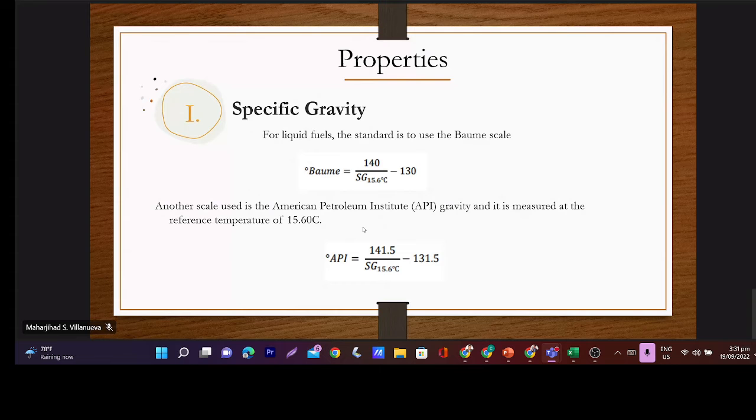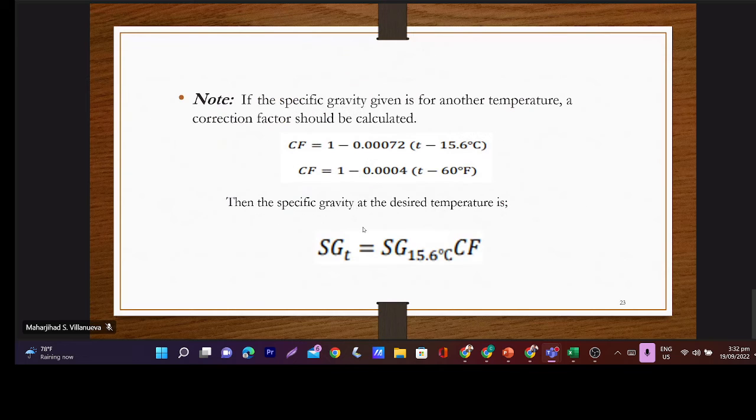So, ang formula po ay degree Baumé is equal to 140 over the specific gravity at 15.6 degrees Celsius minus 130. So, may another scale po is the American Petroleum Institute or the degree API gravity, and it is measured at the reference temperature of 15.6 degrees Celsius. Ang formula naman po ay degree API is equal to 141.5 over the specific gravity at 15.6 degrees Celsius minus 131.5. Next slide po tayo.